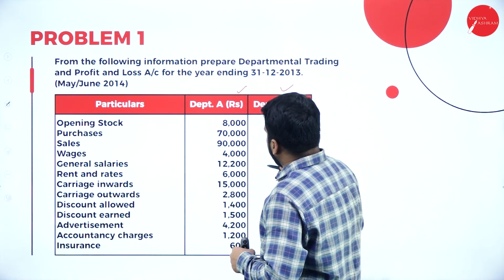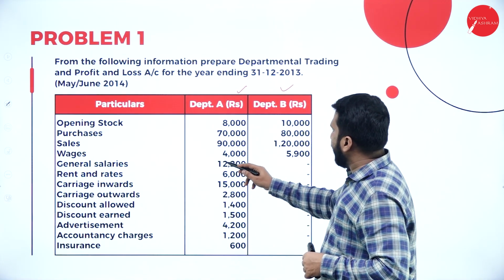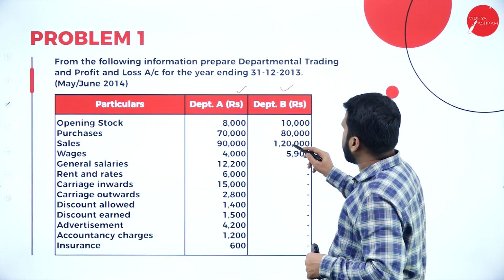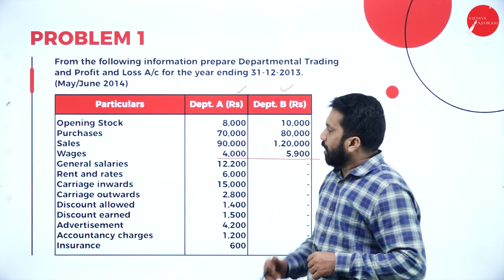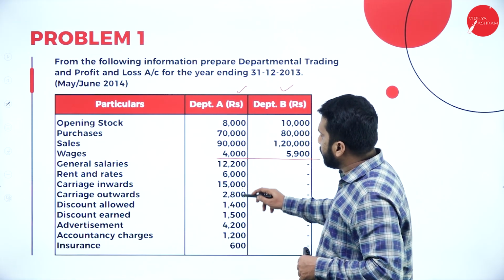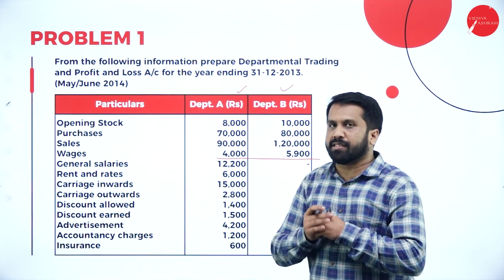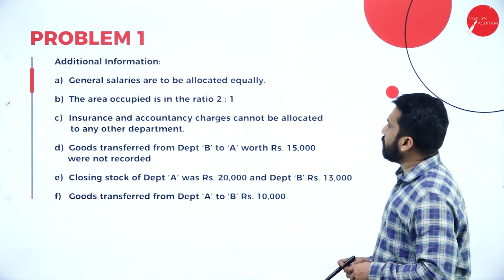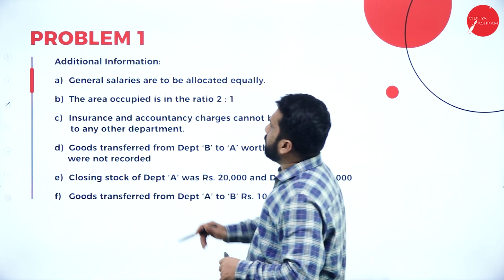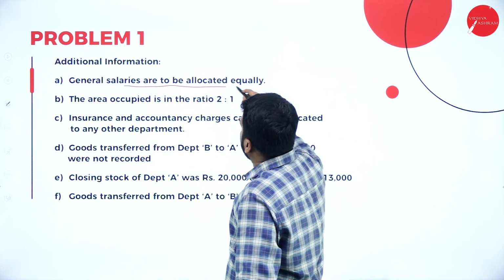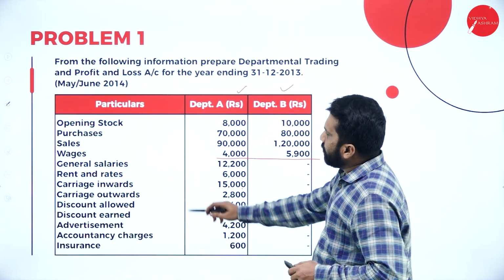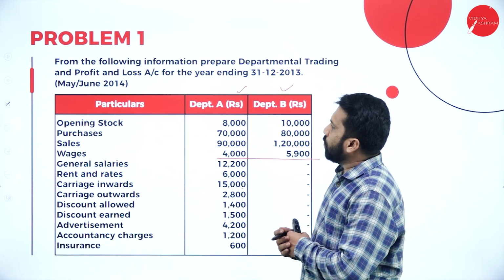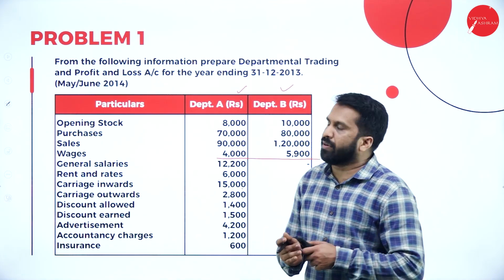Now, almost up to this, they have given category 1, 2, 3, 4. Up to 4, they have divided directly. How do you classify this? We'll do that. Now, additional information. General salary is to be allocated equally. Whatever the salary is, you are supposed to divide it equally.